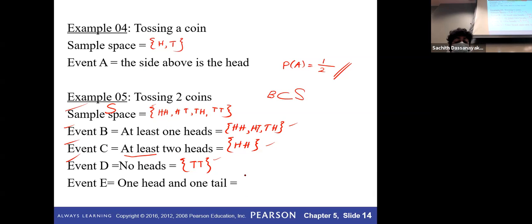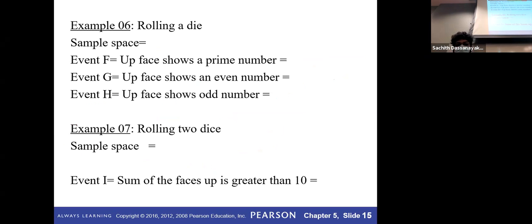Last one, I'm not going to do that. It is one head and one tail. So definitely one head and one tail: head, tail, or tail, head. Okay. Let me do the... No, I think I did a similar example last day.